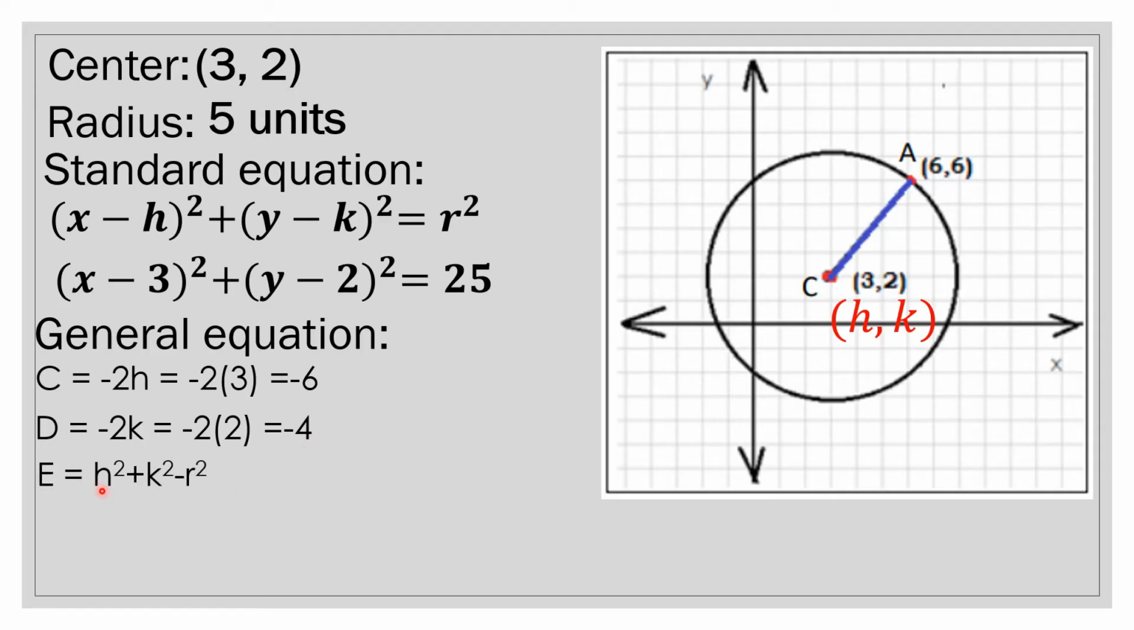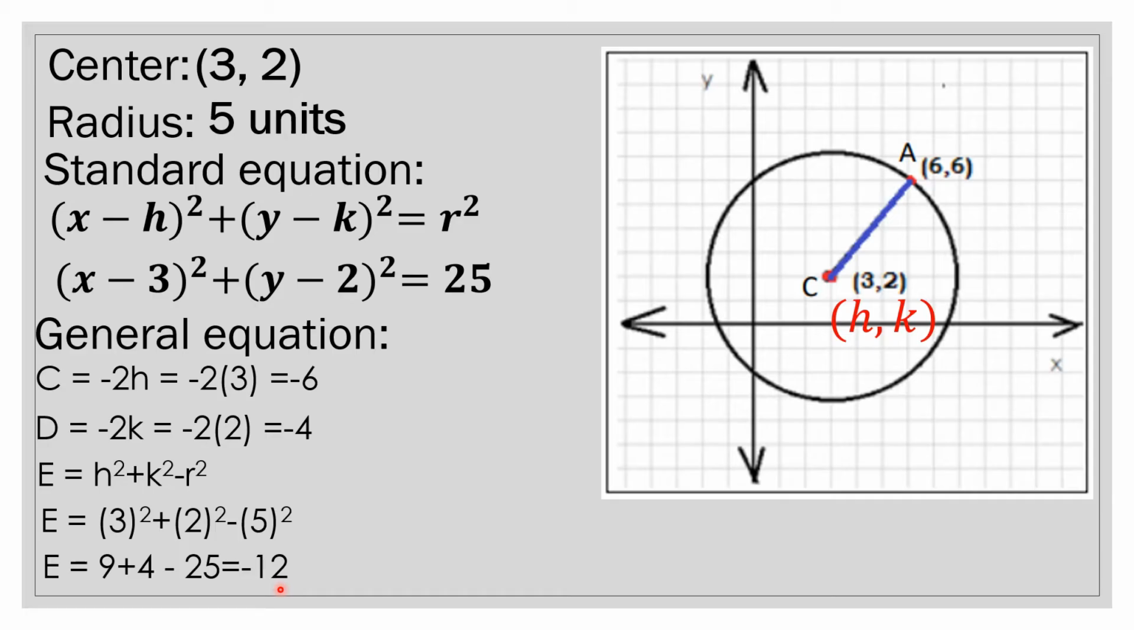For e, the formula is h squared plus k squared minus r squared. The h is 3, the k is 2, and the r is 5. So, we have 3 squared plus 2 squared minus 5 squared. 3 squared is 9, 2 squared is 4, and 5 squared is 25. So, we have 9 plus 4 is 13, minus 25 equals negative 12.